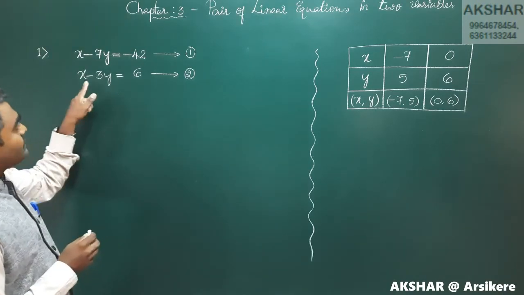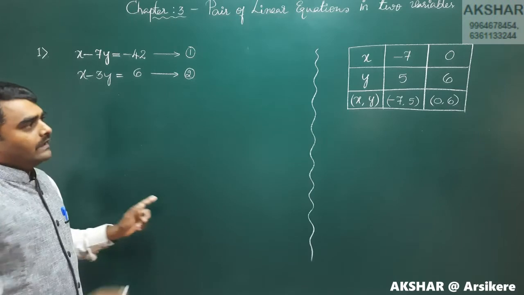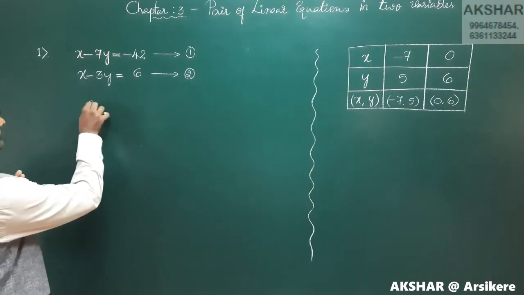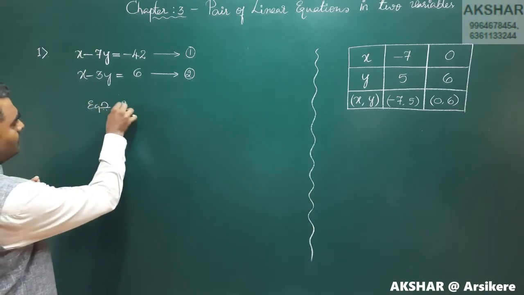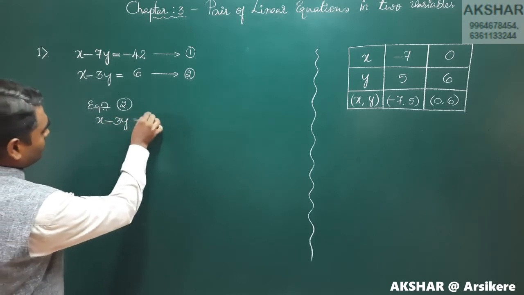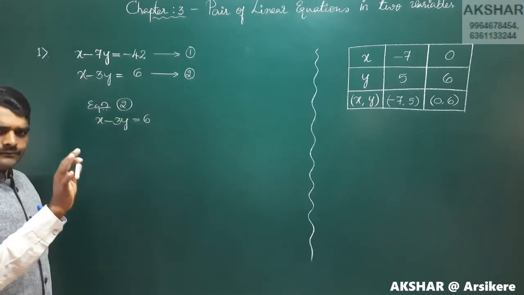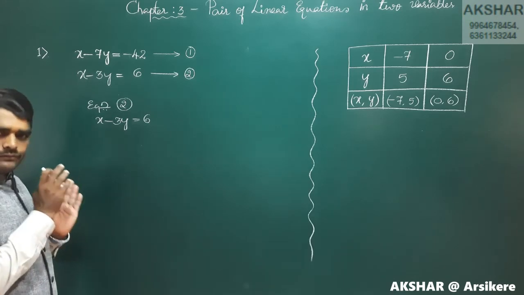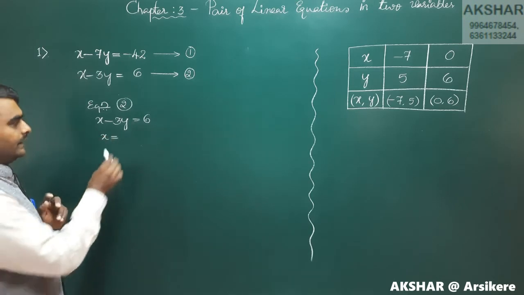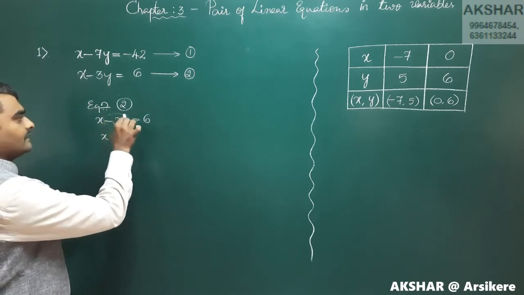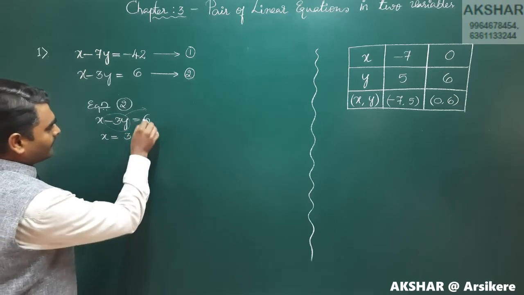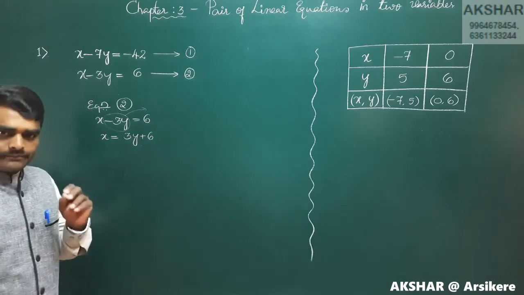Now come to equation 2. Just now we solved and completed the column for equation 1. Now in the same way, take equation 2. Equation 2 is x minus 3y equal to 6. In the same way as you solved equation 1, x remains in the same place. Transfer minus 3y to the RHS. This will become plus 3y, and plus 6 remains in the same place.